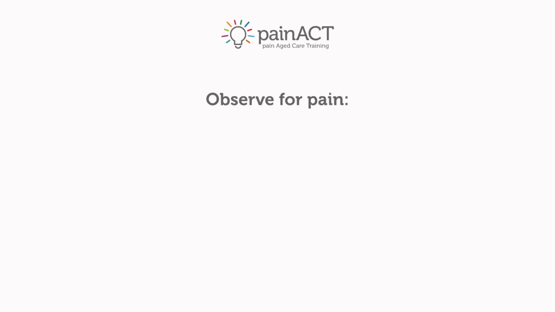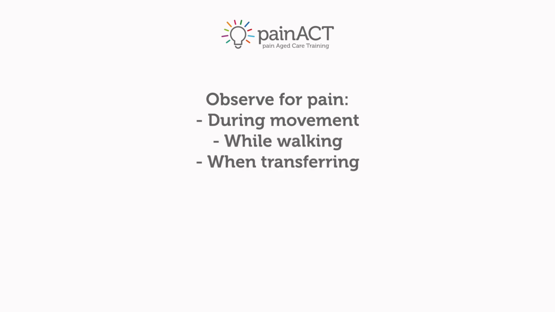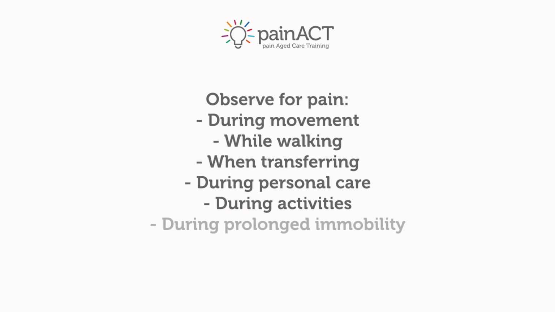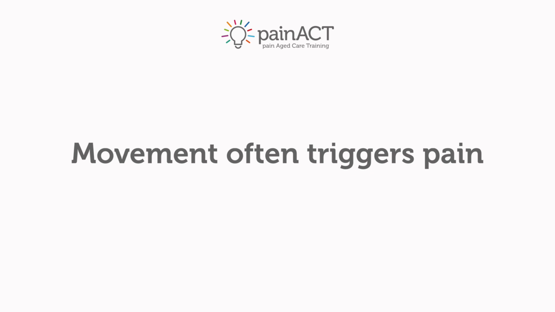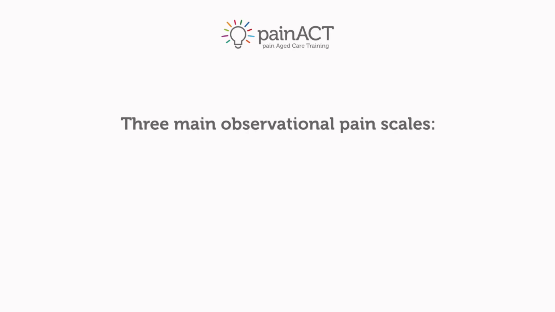When a person has advanced dementia or problems with cognition or communication, you should rely more on observing how the person behaves. It's important to observe a person while they are moving, while they walk, when they are being transferred or moved, and during personal care, and during other activities, and when they may have been immobile for a long period of time. Movement often triggers pain. It's also important to observe them after they have been given an analgesic. What, if anything, changes? There are 3 main observational pain scales: the ABBY, the painACT, and the painCheck.